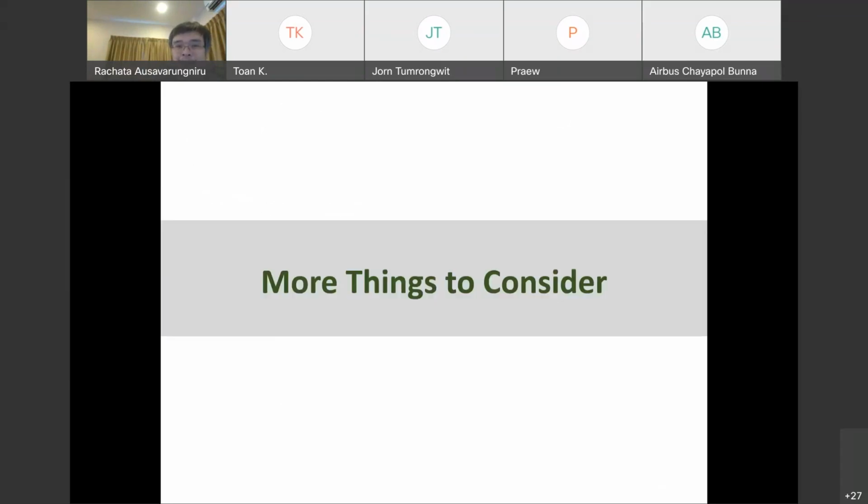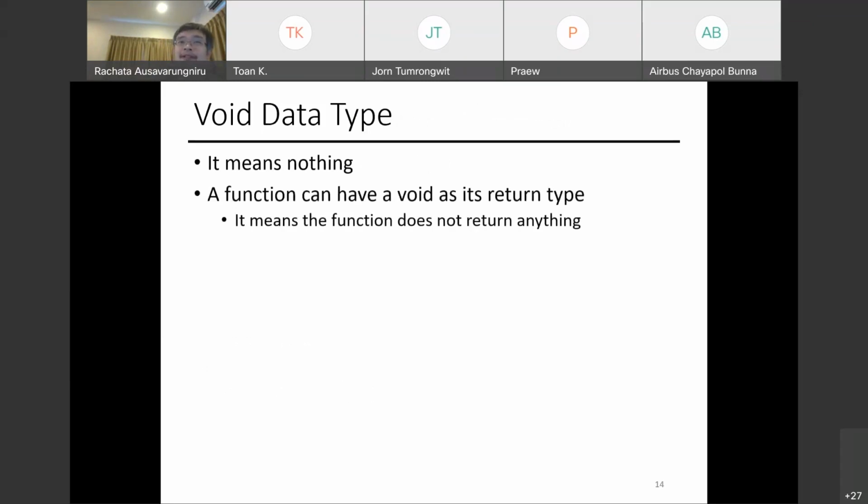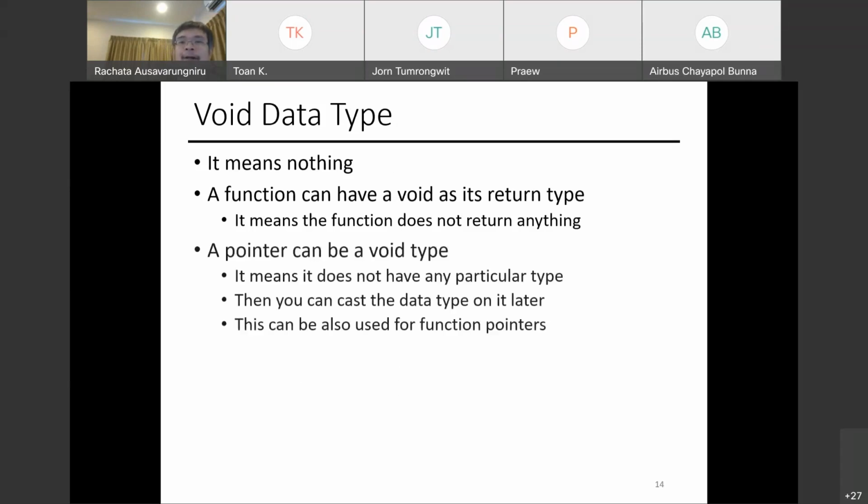One more thing to consider. You also have this thing called the void data type. Basically, void means nothing. So you can have a function that has void as a return type. It returns nothing. Basically, it's a function that does something but doesn't return any value. A pointer can also be a void type. Why? Can I ask anyone here, why would I want to create a void type?